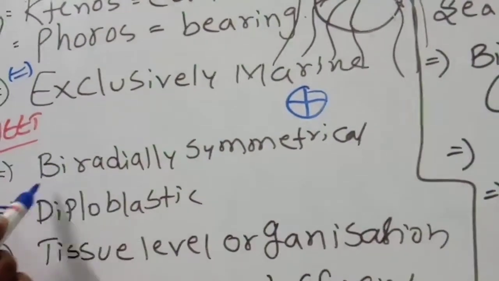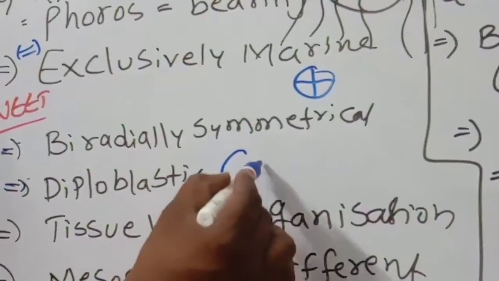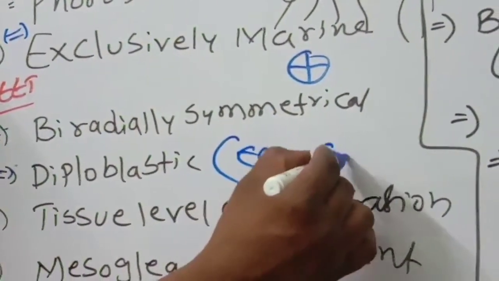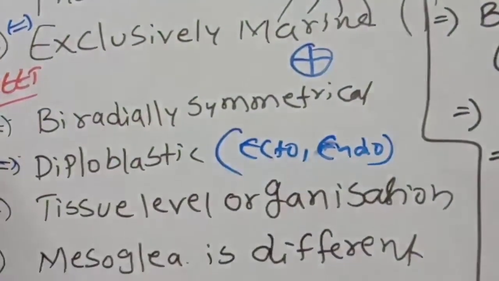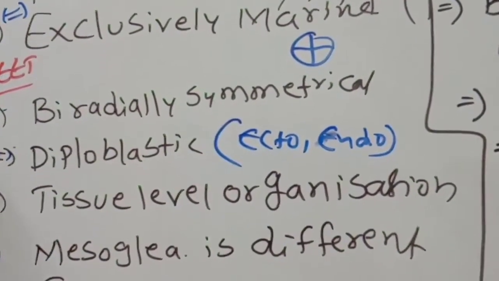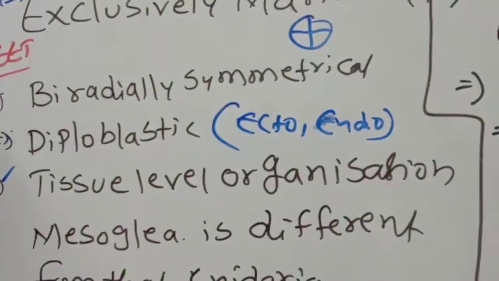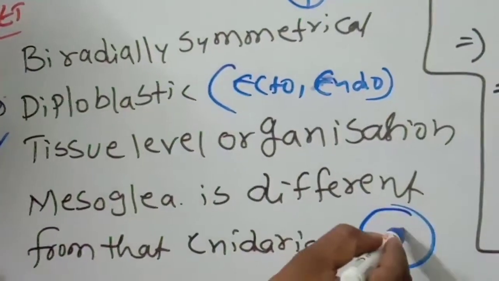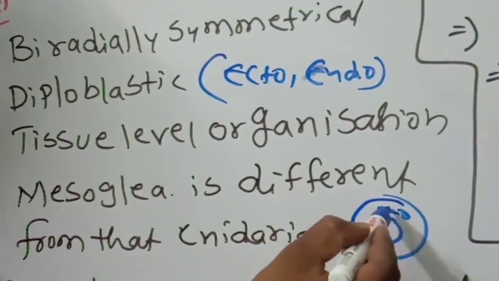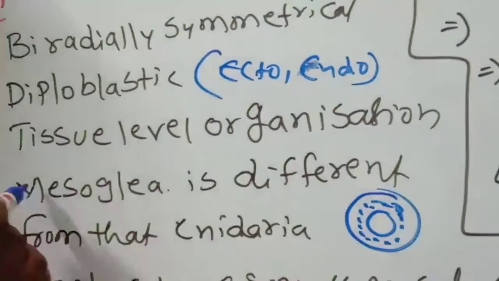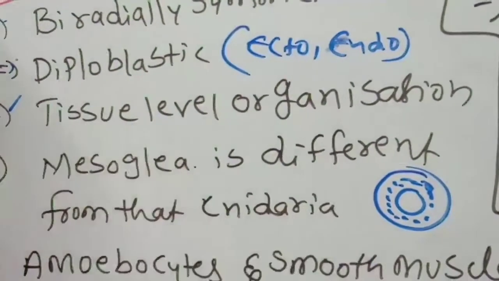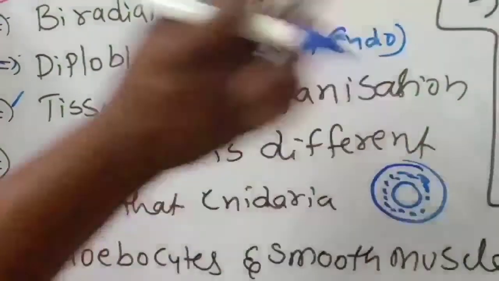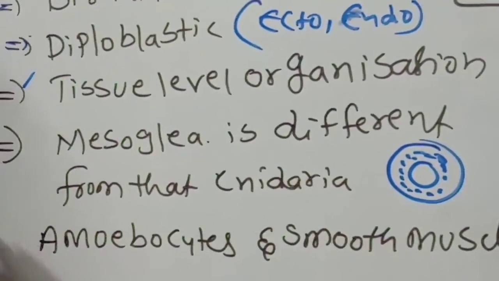Diploblastic, they have two germ layers, ecto and also endo. Two germ layers are there, that's why they are called diploblastic. They have tissue level organization. Tissues are there in their body. In between ectoderm and endoderm, mesoglea is present. This mesoglea is different from that of cnidaria. The mesoglea of ctenophora is also different. They have special cells.